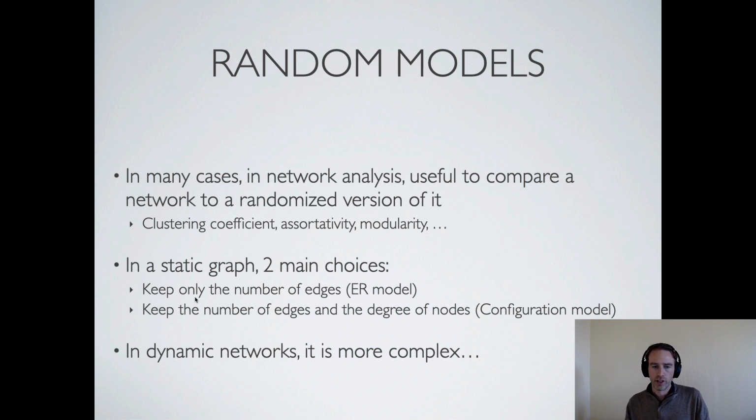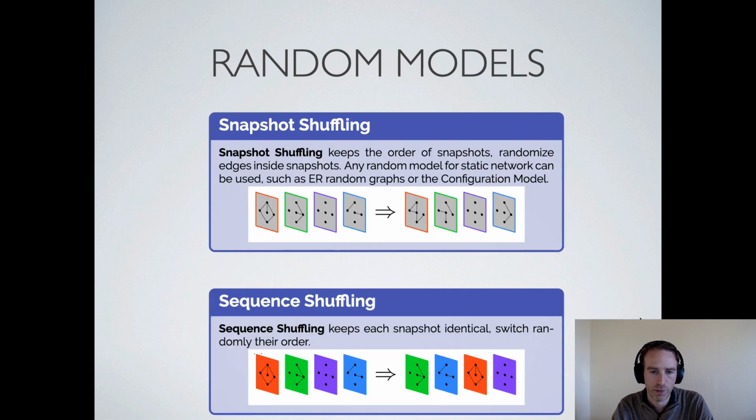So in a static graph, we have introduced the Erdős–Rényi model and the configuration model, and there isn't much else that we can easily keep other than the number of edges, or the number of edges and the degree of nodes. In dynamic networks, there are many more possibilities. Just to show you some examples, in the paper I just mentioned, they grouped methods for creating random dynamic networks in 4 categories. They use a representation as snapshots, but it can be understood in other representations too.